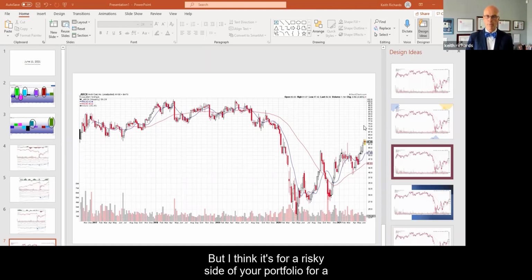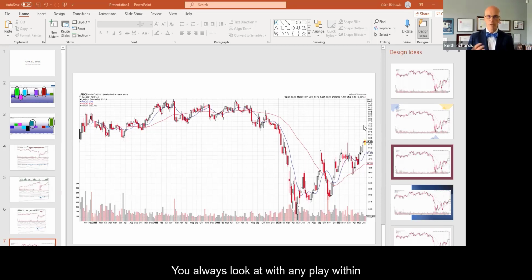But I think it's for a risky side of your portfolio, for a risk trade, which is why we put it into our aggressive platform. I think it's not a bad idea for those with the risk tolerance. You could lose money, but you could make a reasonable dollar too. And it's a risk-reward trade-off you always look at with any play within any stock sector or even commodity. So I hope that helps.